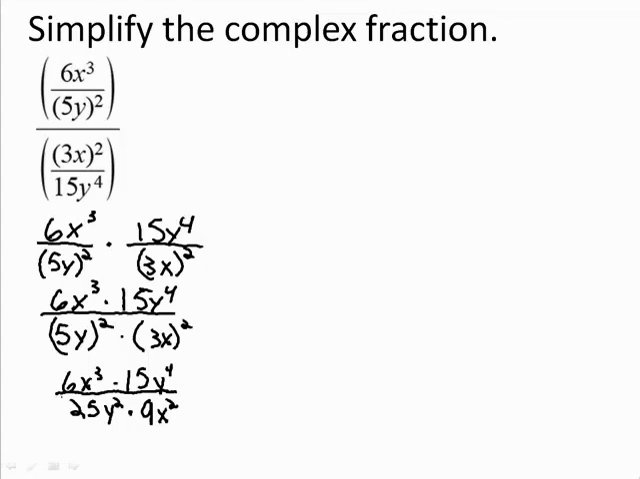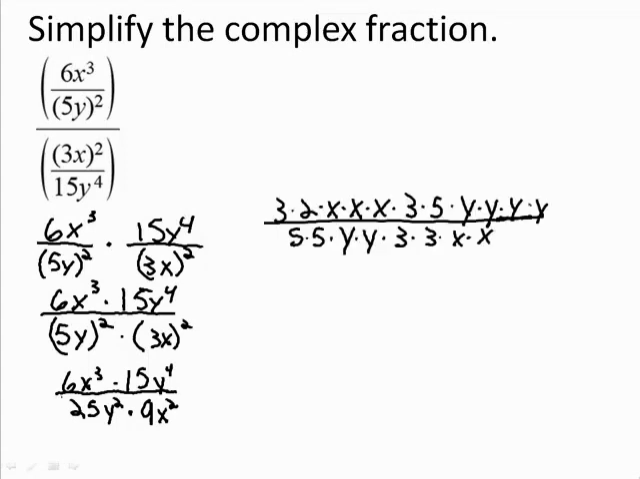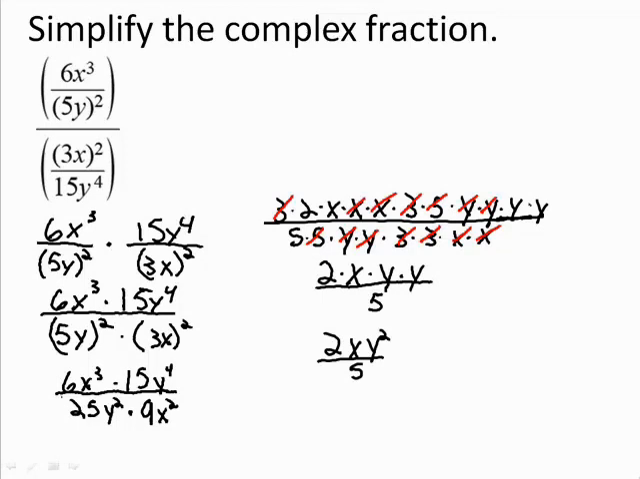Write each factor as its prime factors. 3 times 2 times x times x times x times 3 times 5 times y times y times y times y divided by 5 times 5 times y times y times 3 times 3 times x. 2 x's, 2 y's, 2 3's, and 1 5 cancel out from both the numerator and denominator. You are left with 2 times x times y divided by 5, which simplifies to 2xy squared divided by 5.